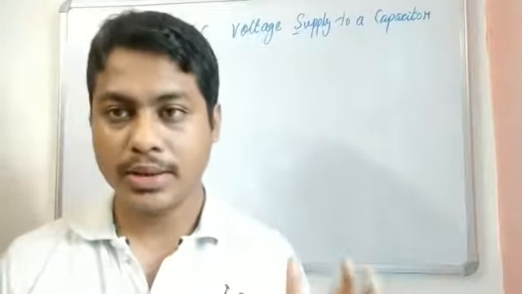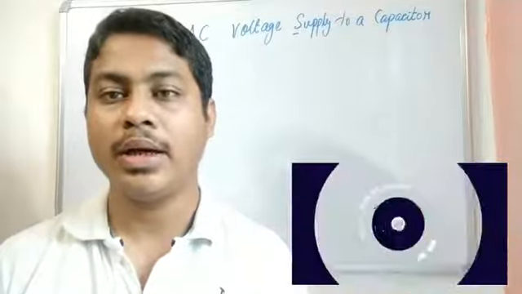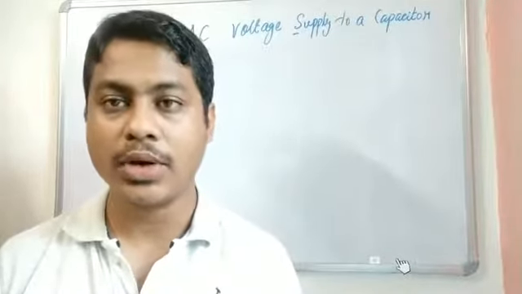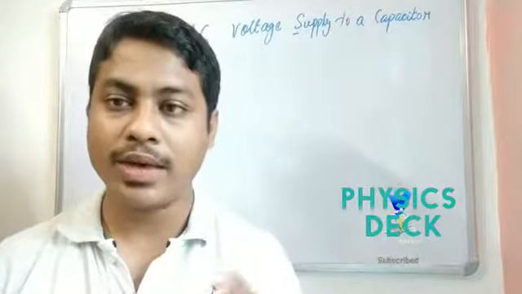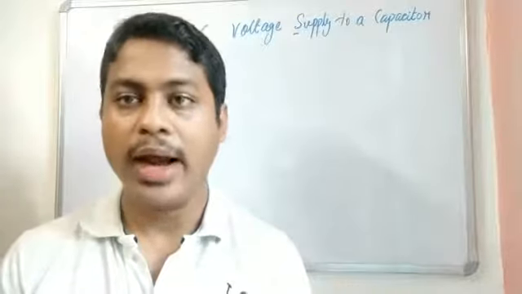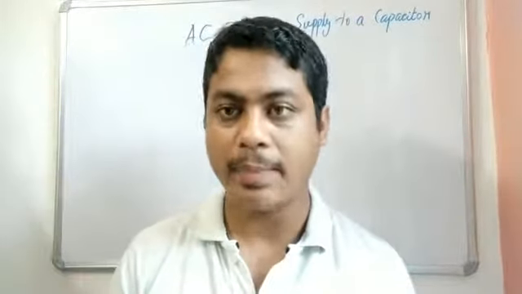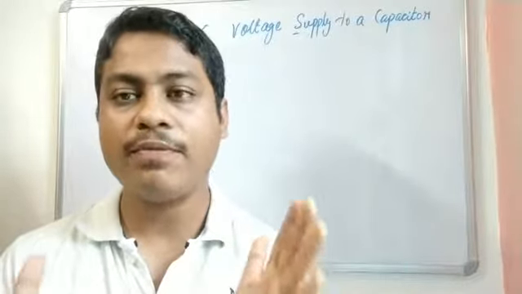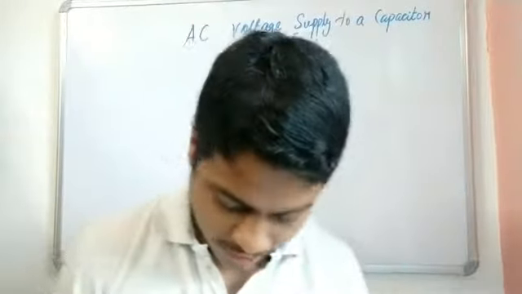Discussing the chapter alternating current. Last class we discussed the phasor and the phasor diagram, how to draw it, and we also did it for the AC voltage applied to a resistor. Today I'll be discussing what the phasor diagram will be if I supply the AC voltage to a capacitor. Let us see through it.